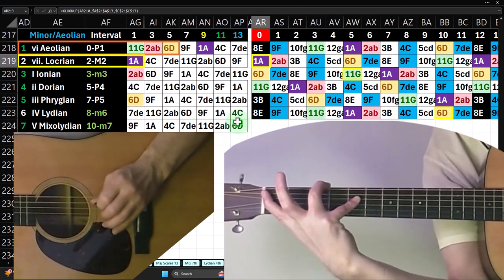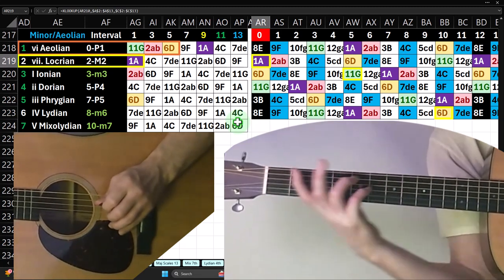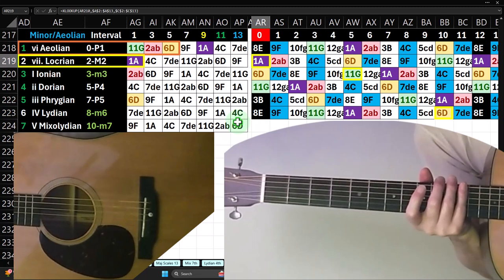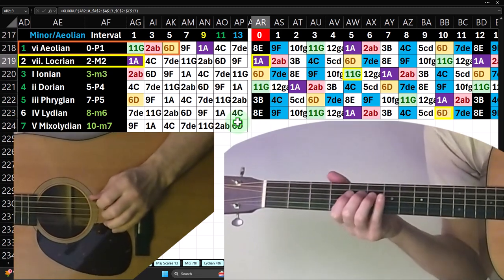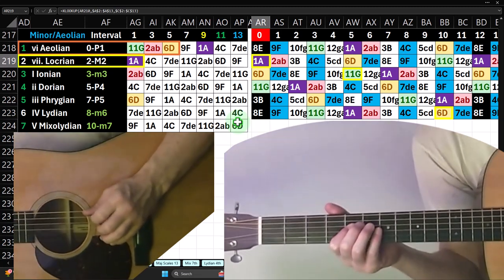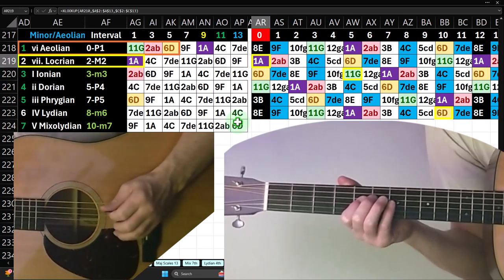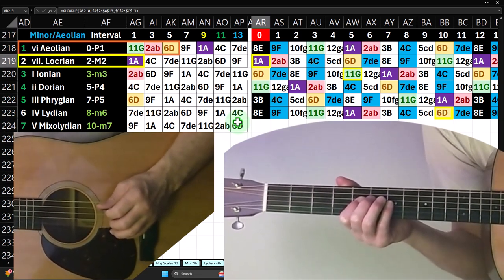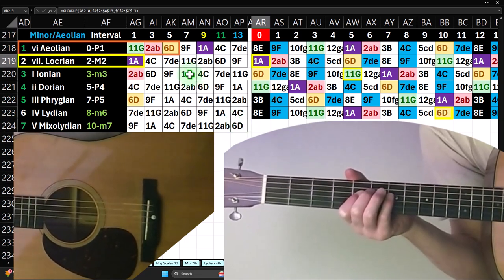It would be quite a stretch, it's on the nut, so it's going to be way out there. So I'm going to note it, but I'm not going to do much with it because it's way out there. Note that I could use that open string, obviously, as the A. That's cool. But you can't really move that. That's not a movable shape, and I'm kind of focused on my movable shapes that I can finger. So let's go to the one above it.